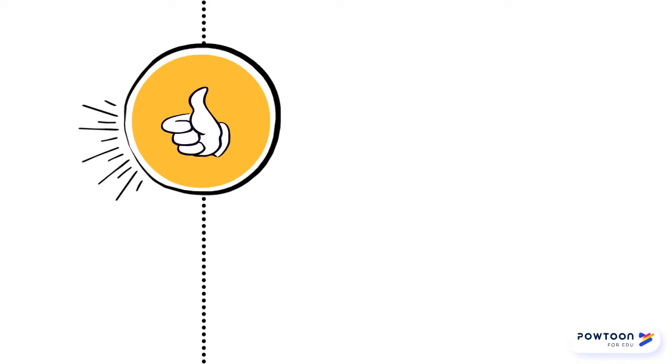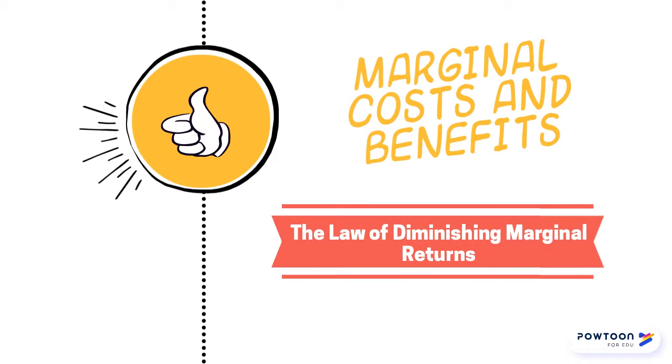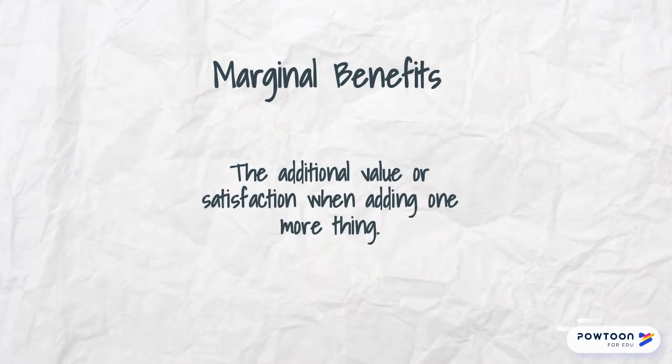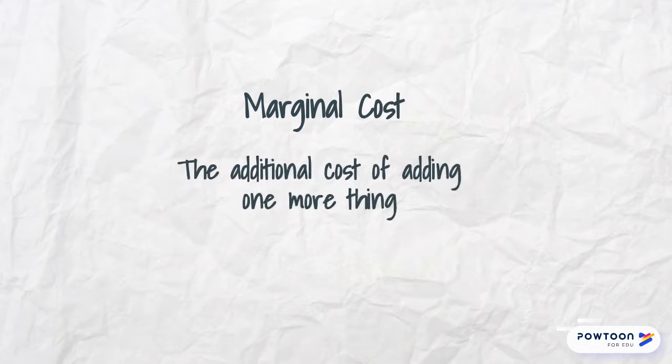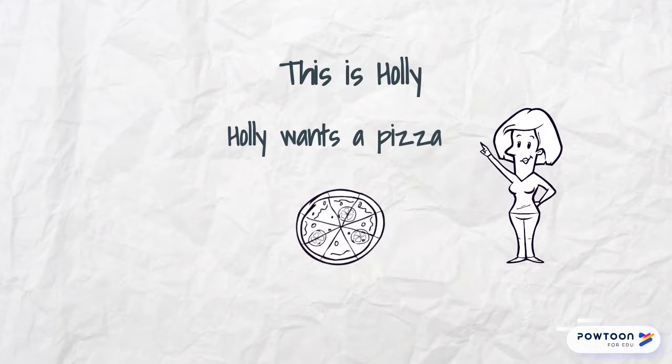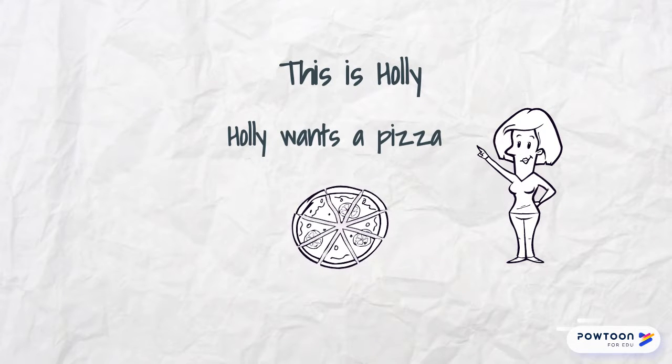This lesson is about marginal costs and benefits and the law of diminishing marginal returns. Marginal benefits are the additional value and satisfaction received when adding one more thing. Marginal costs are the additional costs of adding one more thing. Here's an example of marginal costs and benefits.